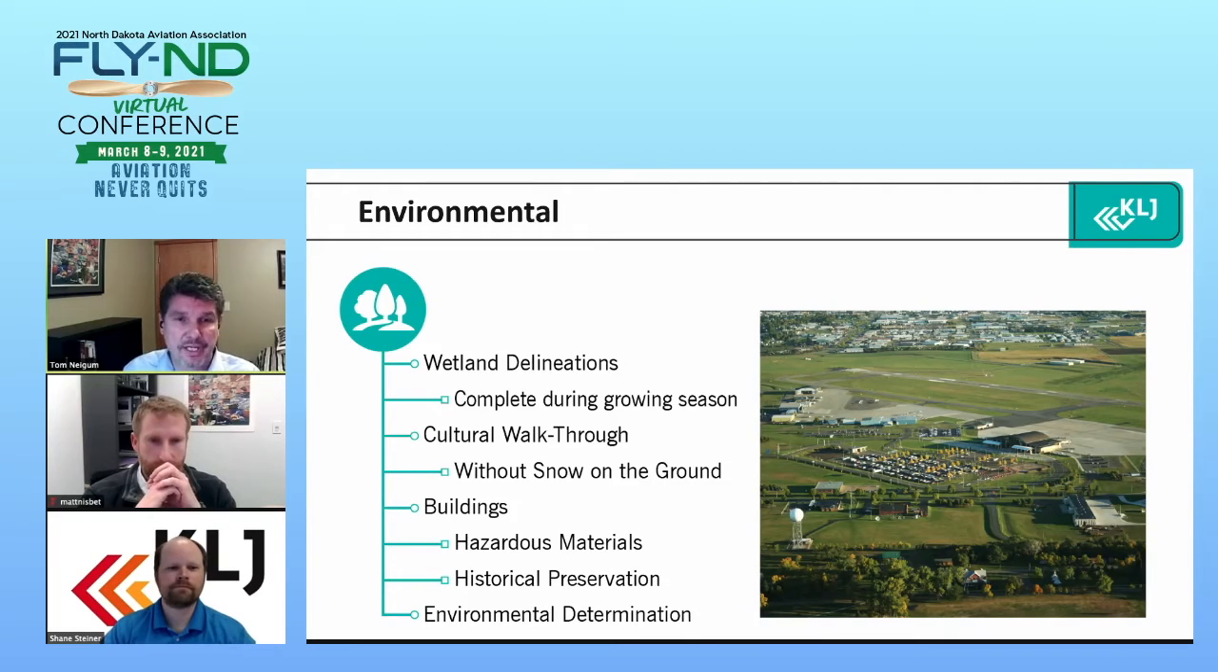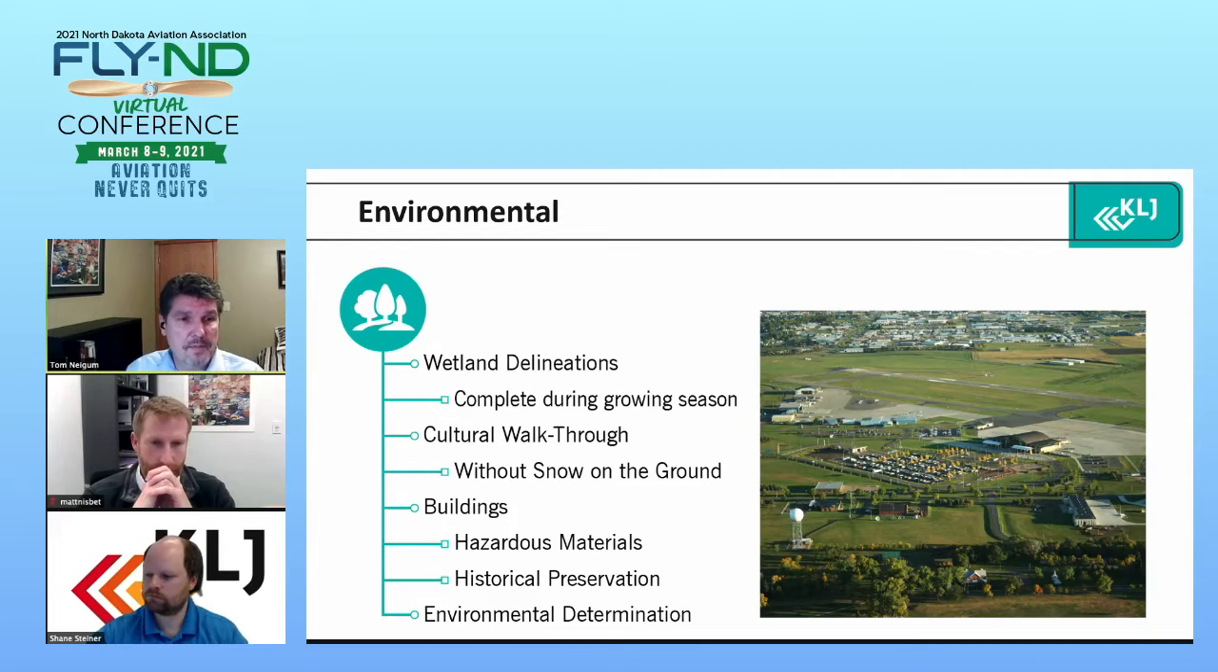And then if you have buildings, if you're going to be doing anything with a building, including demolition, probably going to have to take a look at doing a hazardous material inspection where you're going to look for asbestos, any of those type of things in the building. And if the building's approaching or older than 50 years, you may have to do a historical preservation investigation of that to see if there's any historical significance to that building.